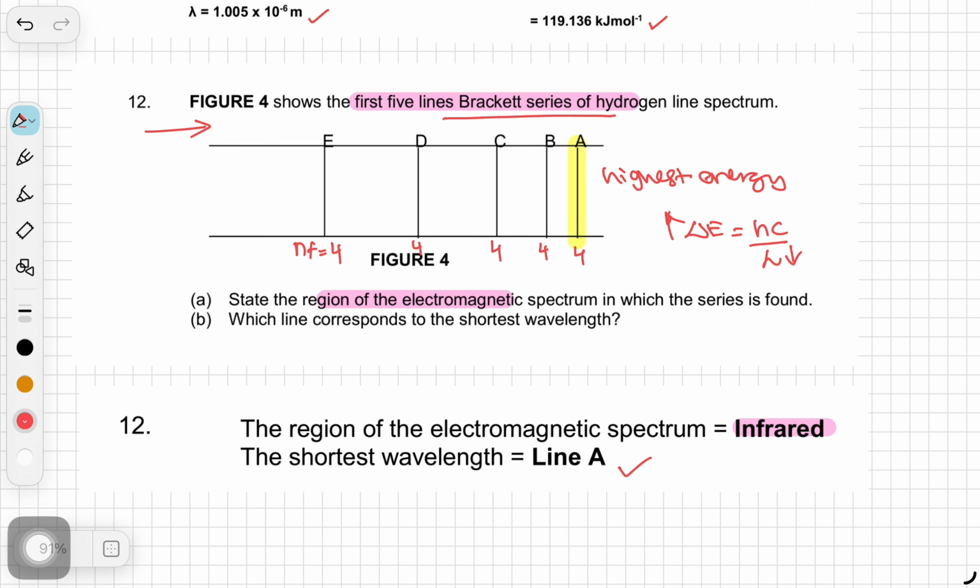The start of the line spectrum is from here. So the first transition is 5 to 4. Second transition is 6 to 4. Third transition 7 to 4. This is 8 to 4 and 9 to 4.